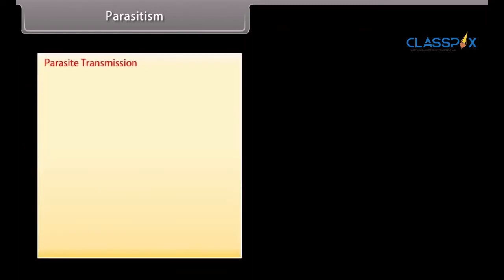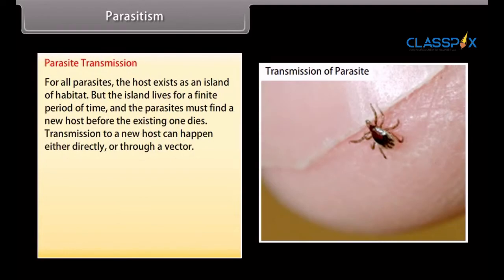Parasite transmission. For all parasites, the host exists as an island of habitat. But the island lives for a finite period of time, and the parasites must find a new host before the existing one dies. Transmission to a new host can happen either directly or through a vector.